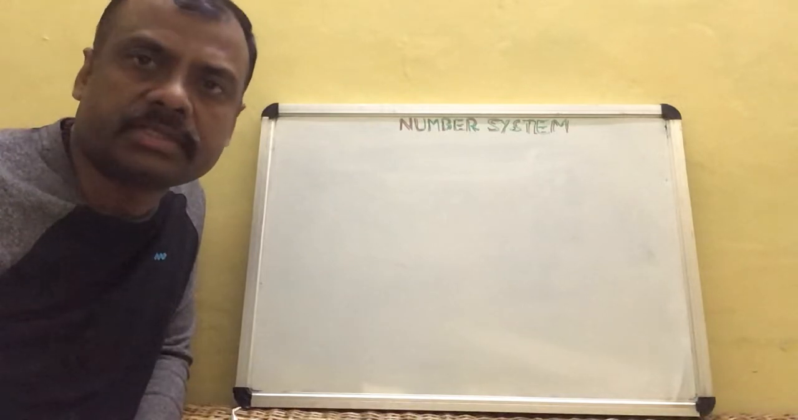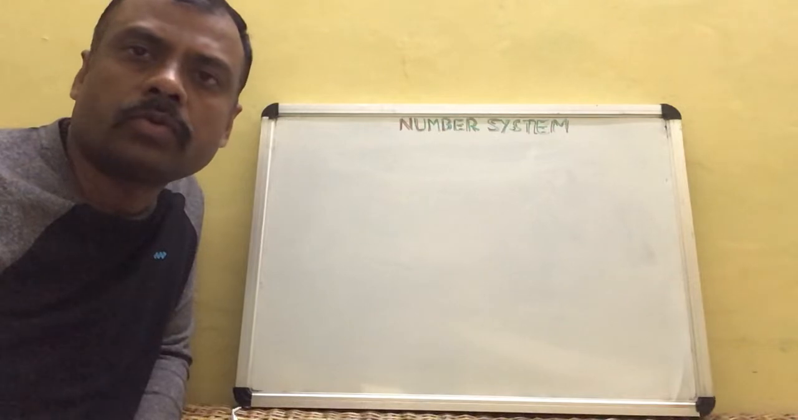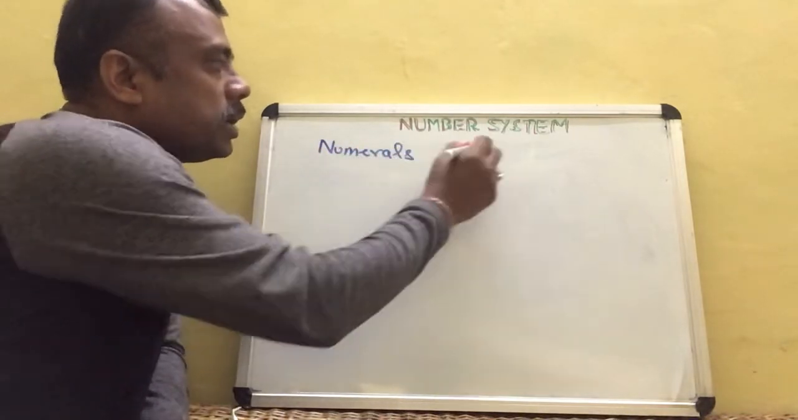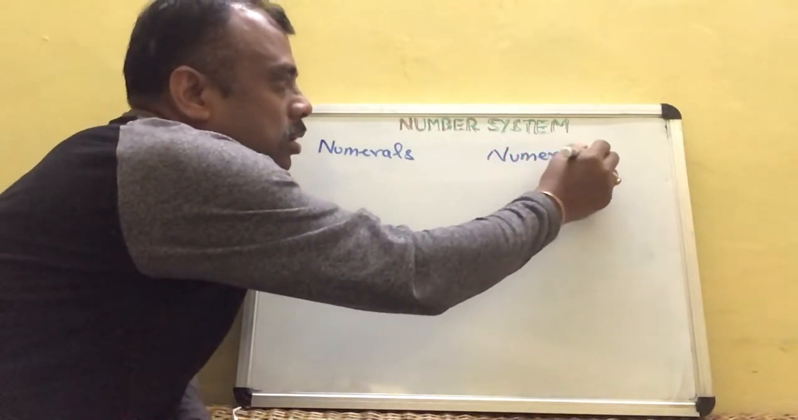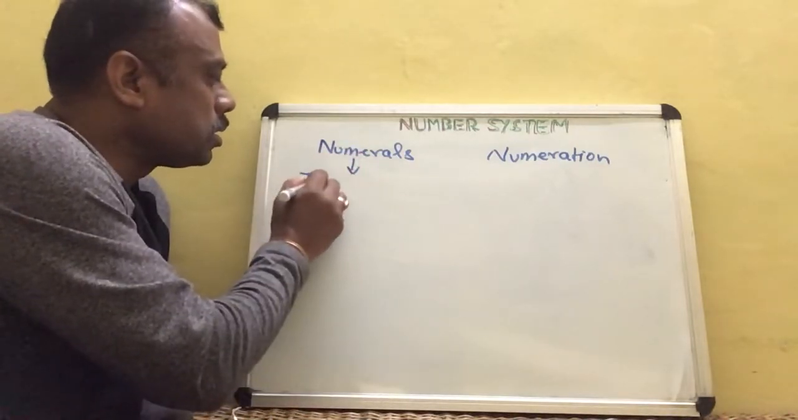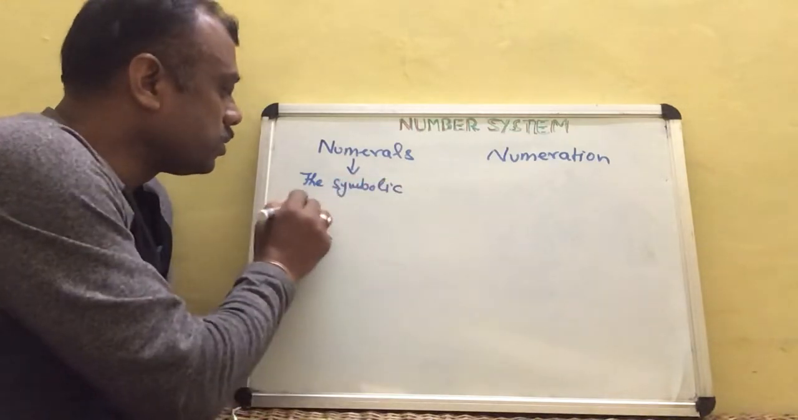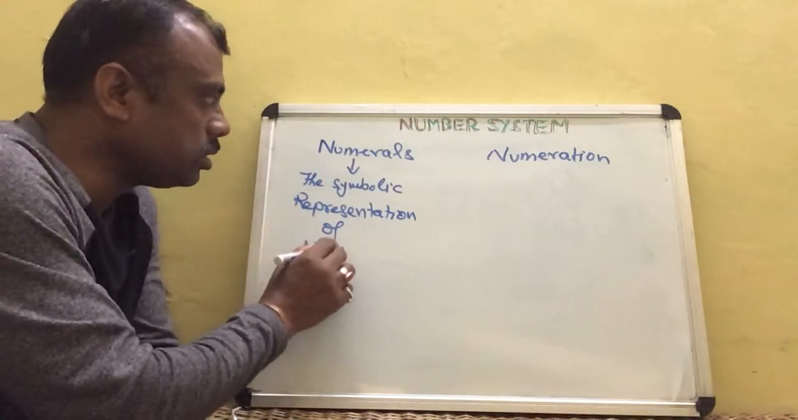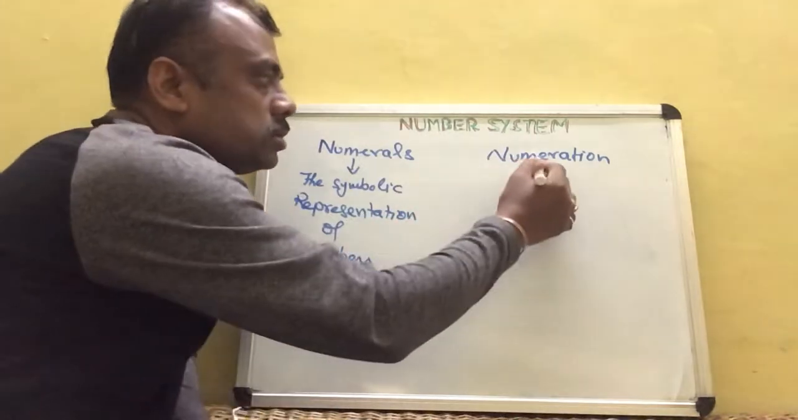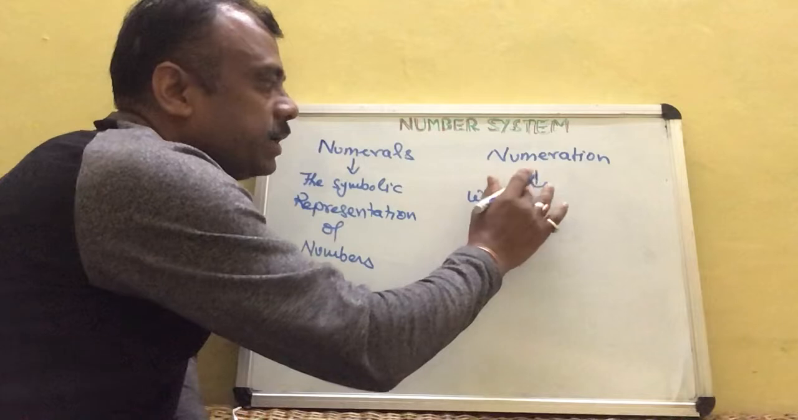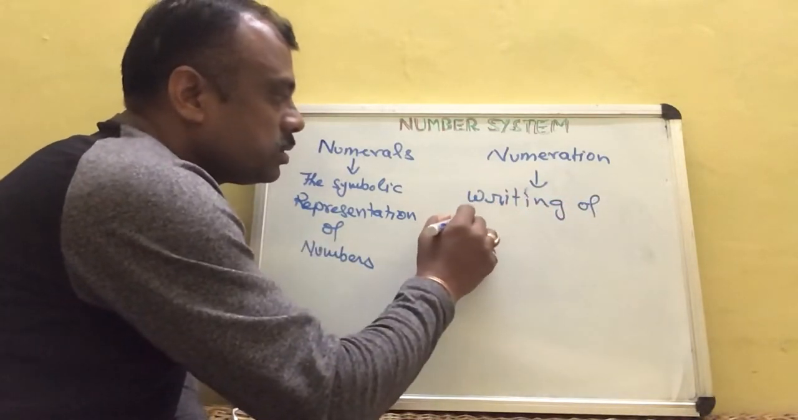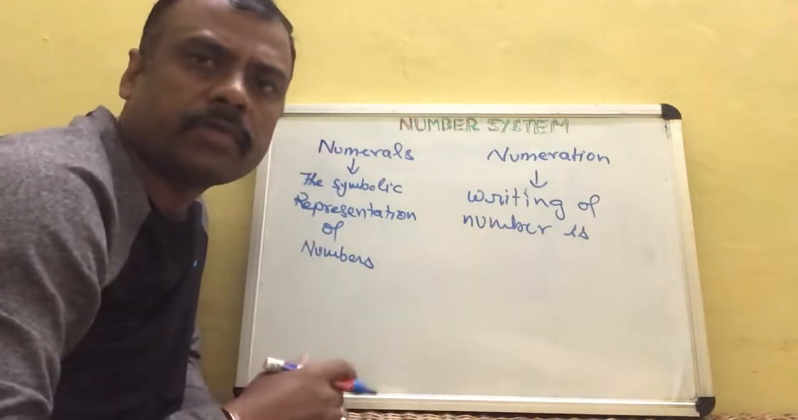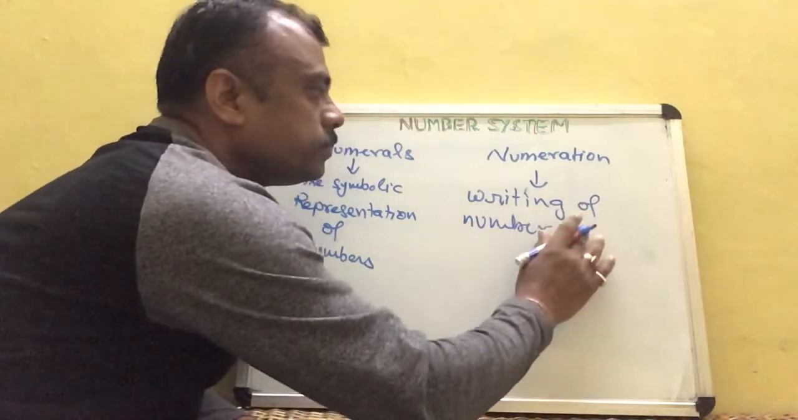Today we will discuss the number system. Before the number system, we must know what numerals and numeration are. Numerals are the symbolic representation of numbers, and numeration is just the writing of numbers in numerals or in symbolic form.